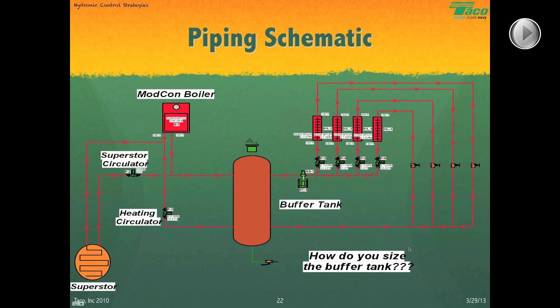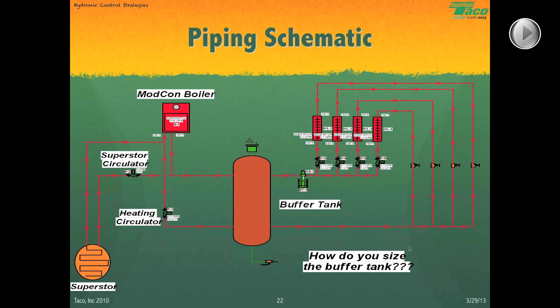Well, pretty simple. Here's your piping schematic. And really, if you're having trouble wrapping your arms around a buffer tank, just think of a hydraulic separator or a low-loss header. All a buffer tank is, is a big low-loss header. It's a low-loss header with some water content. Okay, that's all it is. Operationally, it's going to wind up doing the same thing.